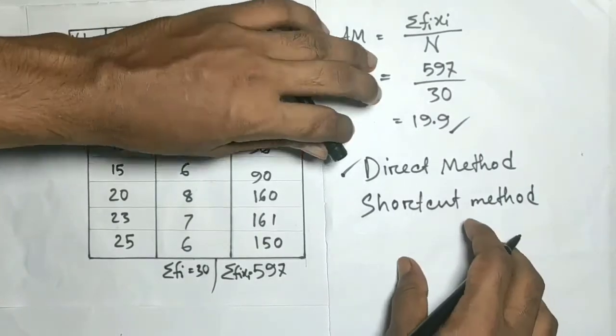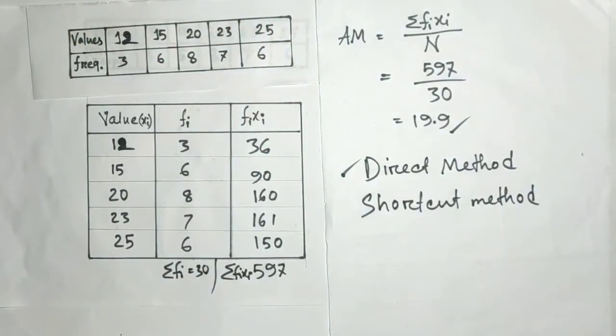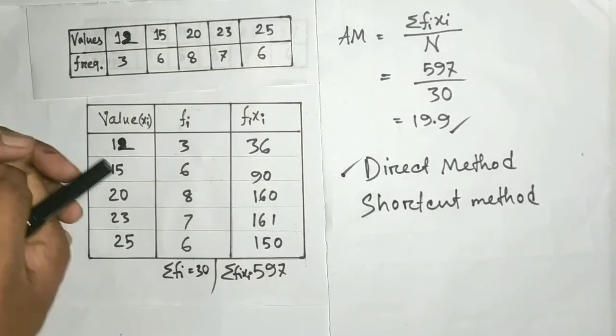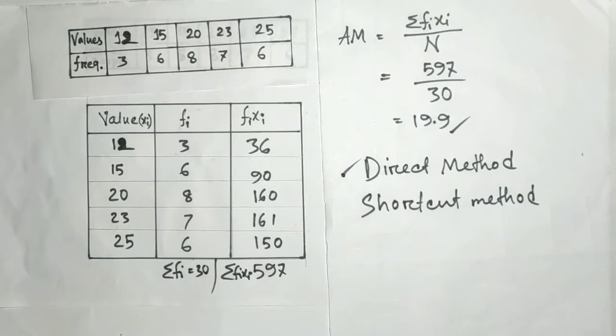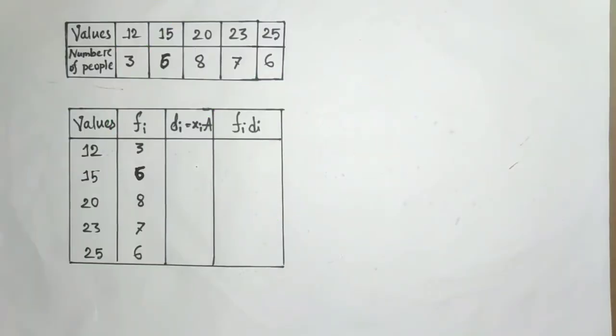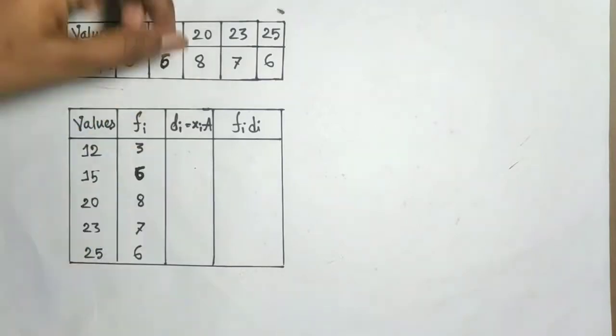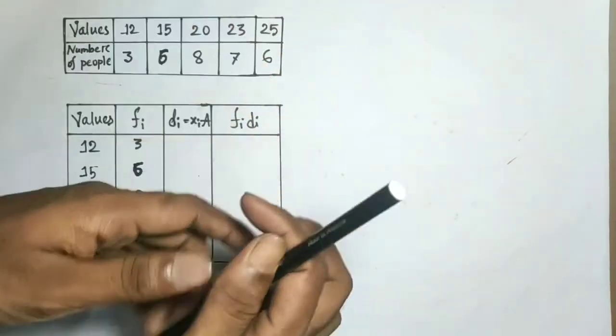In some books, the shortcut method is also written as the coding method. For the discrete series it is the deviation method, and for a continuous or grouped series it's known as the step deviation method. So let's talk about the deviation method, or the shortcut method, for the discrete series. Here we have the same discrete series, and we're going to find the arithmetic mean by the shortcut or deviation method.